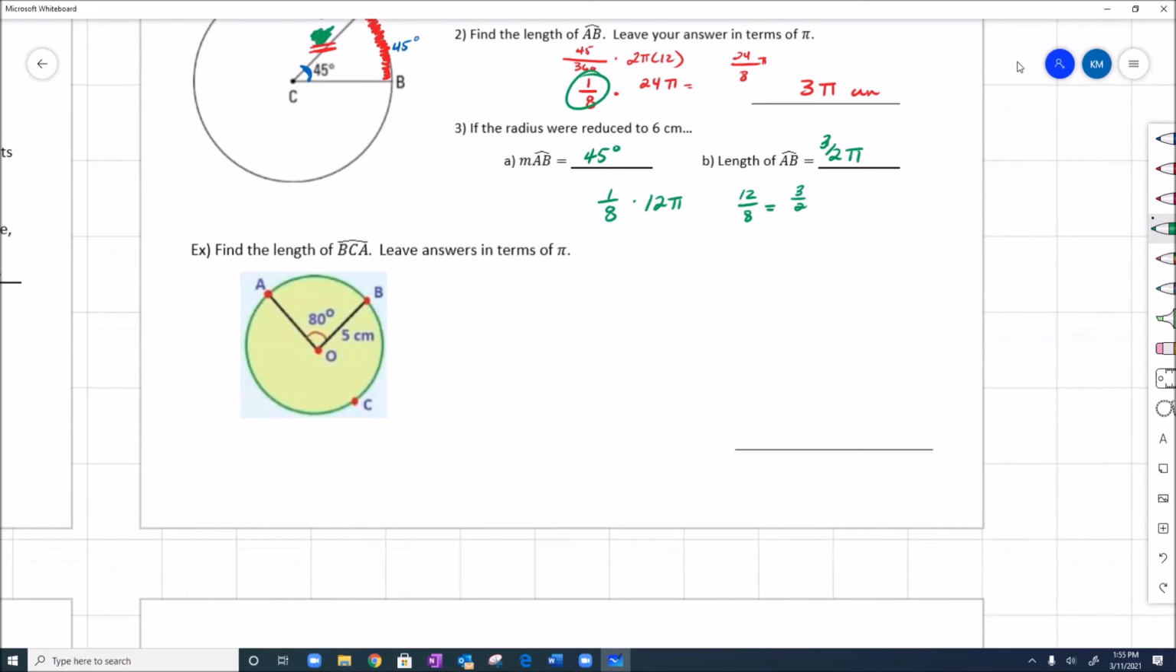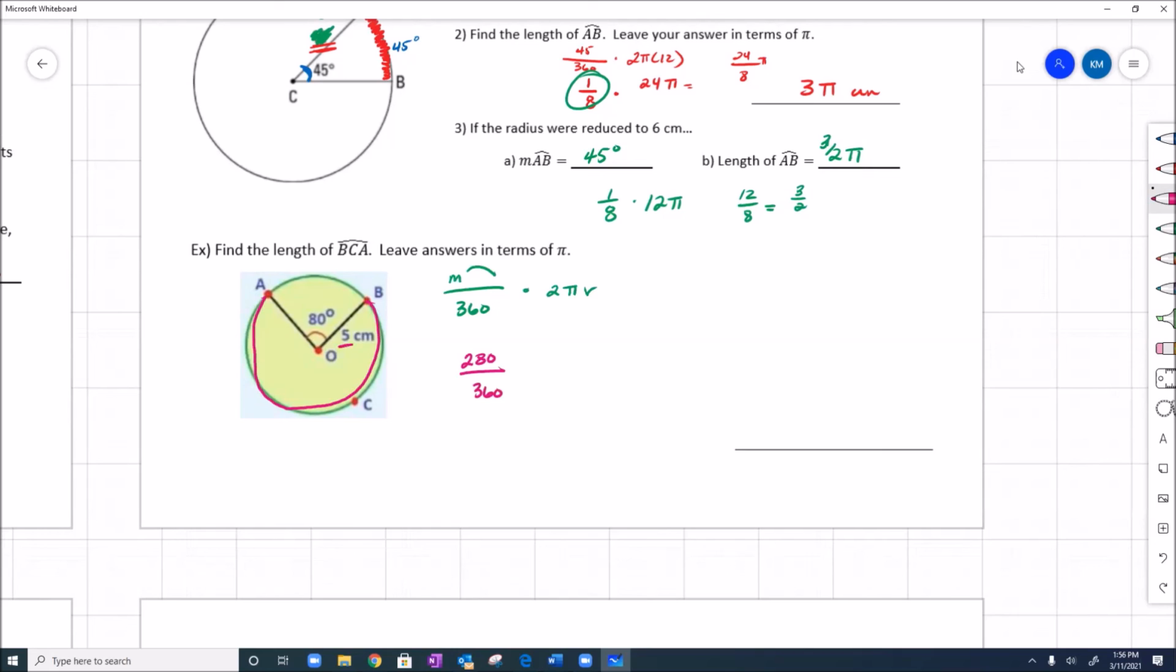In order to find the length, we need to know two things. We need to know the measure of the arc, and we need to know its circumference. So let's find those two things. BCA, I'll use a different color because this is green. BCA goes all the way out here. It doesn't tell us the measure of the central angle there, but it does tell us the measure of the central angle of BA, and that's 80. So this arc must be the rest of that. 360 minus 80 gives us 280. So the measure of the arc is 280.